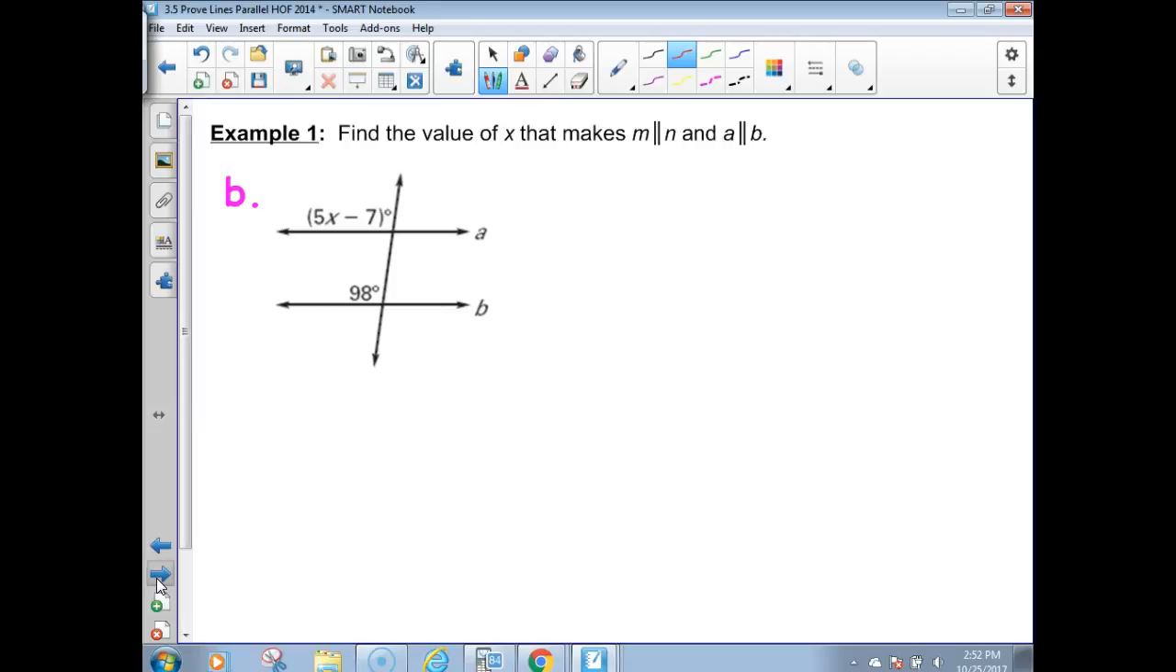Okay, so the second example is very similar in that it says, find the value of x that would make line A parallel to line B. These are also corresponding angles. They're just on the other side of the transversal, and they would need to be equal if lines A and B were parallel. So setting that one up, add 7. I'm going to show fewer steps here. Divide by 5. You should be getting 21.